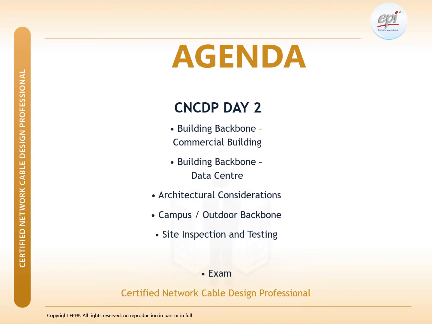On the second day, we will talk about the building backbones. Now, the building backbones in a commercial building is usually the cable connectivity between different floors, the wire room on different floors. But you can also have the very big building which have a large area on the horizontal. So the building backbone could be also connected different areas horizontally, not only vertically.